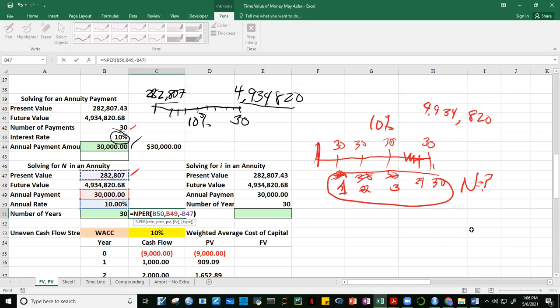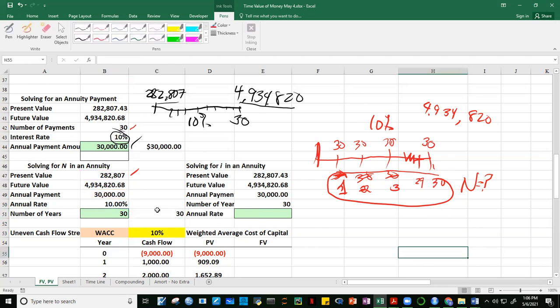So if we put negative yung present value, ibig sabihin nun, magpapasok ka ng pera ngayon na 282,000, tapos every year makakakuha ka ng 30,000 for the next 30 years. For this kind of investment, assuming guaranteed yung 10%. So if we run this, 30 nga. It will take 30 years. So the lesson here, guys, is be very careful about the direction of the cash flows.